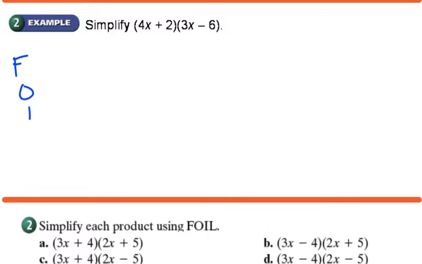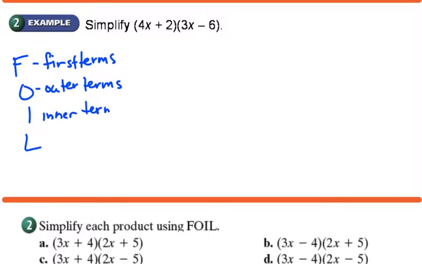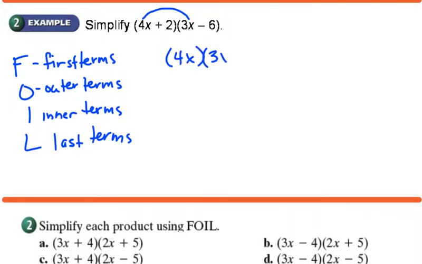is not aluminum foil, but this means your first terms. This is your outer terms. This is the inner terms. And then these are the last terms. Okay, so the first terms, that would be the 4x and the 3x. So 4x times 3x. And I'm going to go ahead and write this completely out. Outside terms, 4x times negative 6.